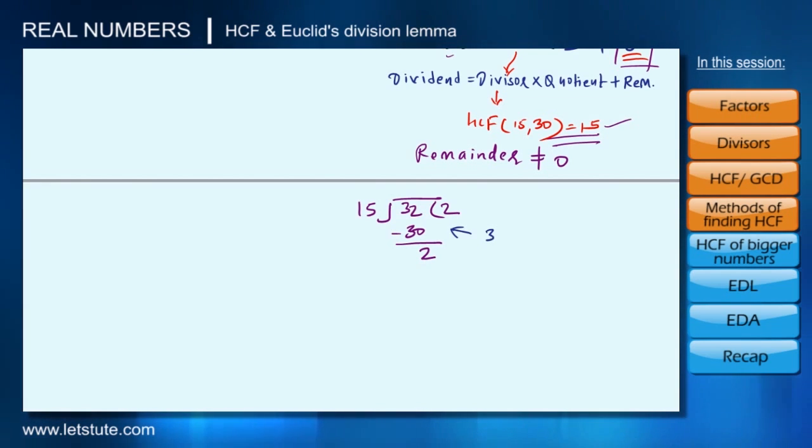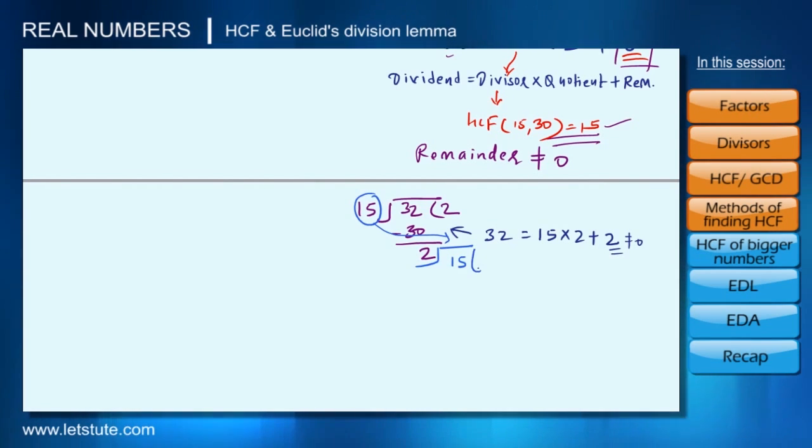And I can write 32 as 15 into 2 plus 2, that is dividend is equal to divisor into quotient plus the remainder. So at this stage, only because this remainder is not equal to 0, we cannot say that the divisor 15 is the highest common factor. So here to find the highest common factor, that is to make this remainder equal to 0, we'll consider this found remainder as the divisor and this divisor 15 as dividend.